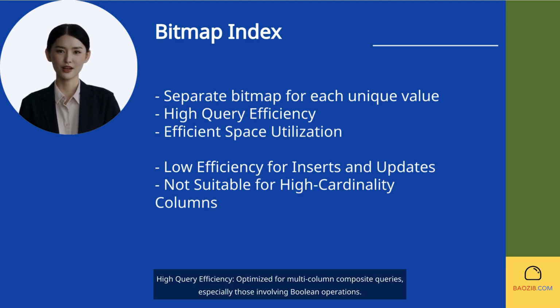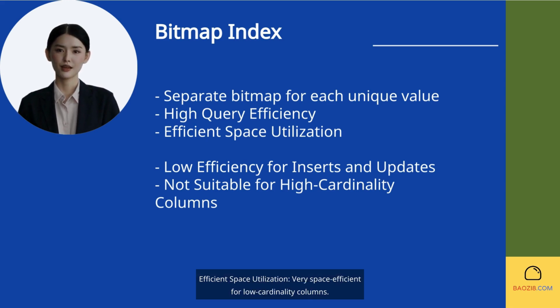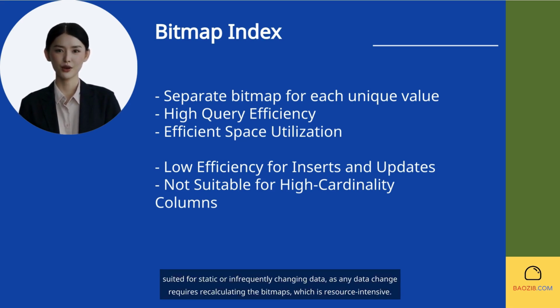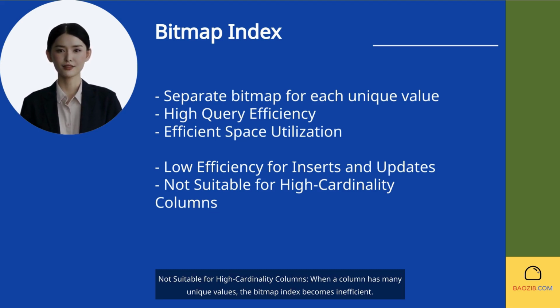Advantages. High query efficiency, optimized for multi-column composite queries, especially those involving Boolean operations. Efficient space utilization, very space efficient for low cardinality columns. Disadvantages. Low efficiency for inserts and updates. Bitmap indexes are better suited for static or infrequently changing data, as any data change requires recalculating the bitmaps, which is resource intensive. Not suitable for high cardinality columns. When a column has many unique values, the bitmap index becomes inefficient.